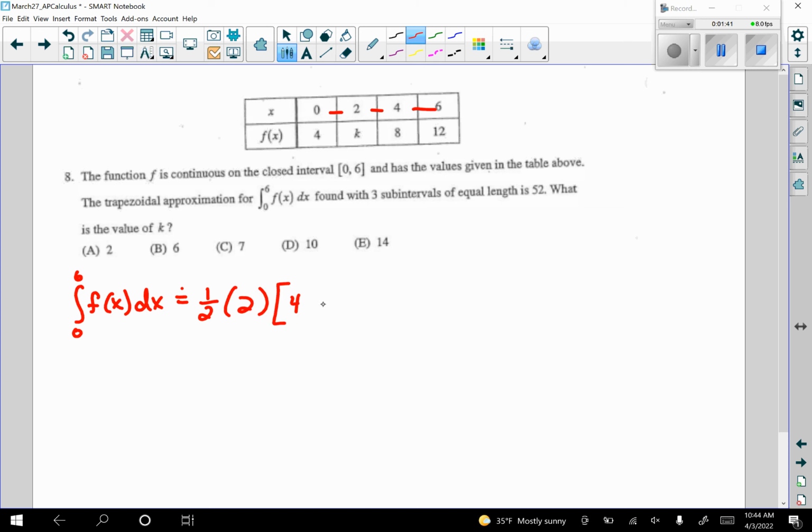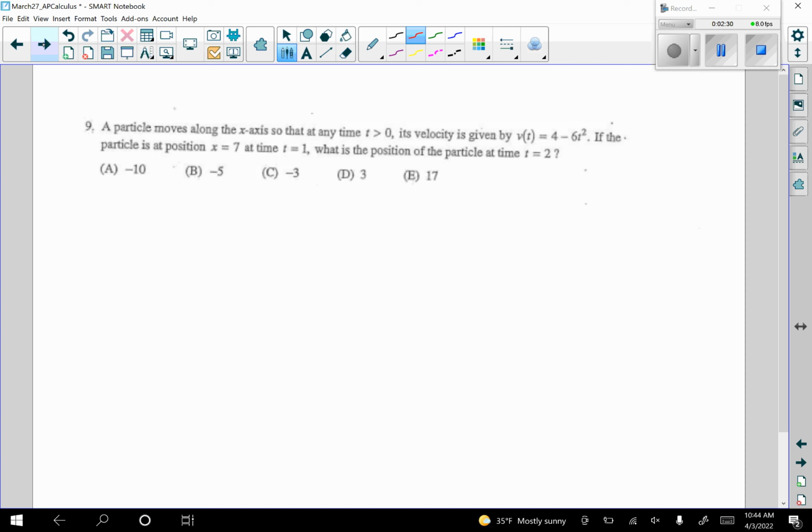Okay, for number 9, we have a velocity function given to us, and we're referring back to position of a particle. So a particle moves along the x-axis so that at any time t greater than 0, its velocity is given by v of t here. If the particle is at position x equals 7 at time t equals 1, so it's like an initial condition or just a condition that we have to use to help us find a constant, what is the position of the particle at time t equals 2? So we're going to start, even though it's multiple choice, I still want to show you the proper steps.